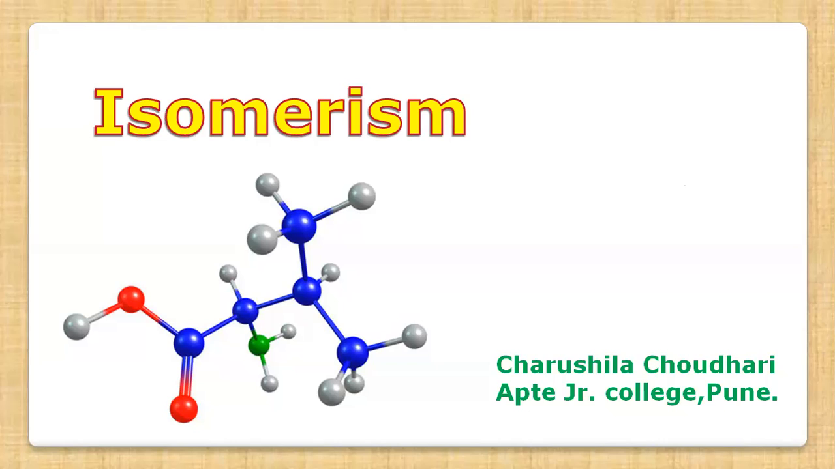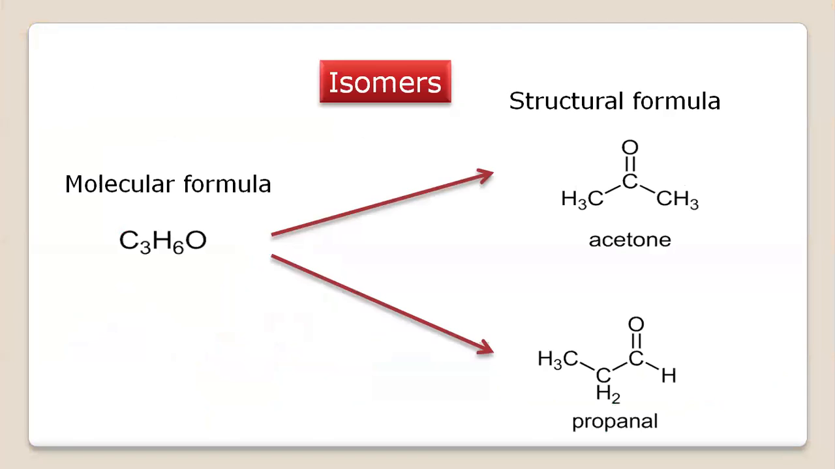Here we will study isomerism, which is one of the important properties of organic compounds. So first we see about isomers. Here is one organic compound having the molecular formula C3H6O.